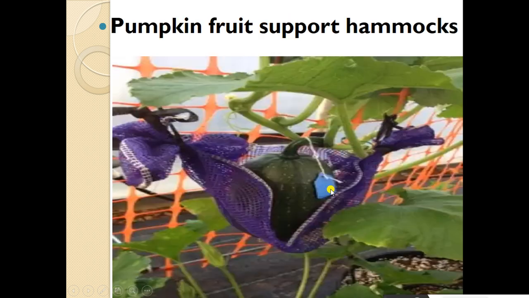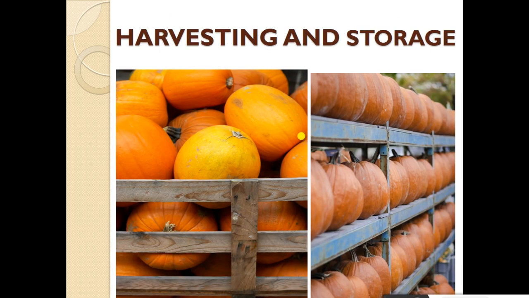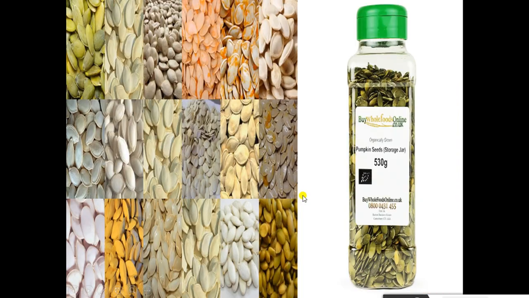Then see pumpkin fruit supported by hammock. Hammock is a new technique for improving quality of the pumpkin crop. After harvesting, the storage of the pumpkin crop. Then seed, different species of the pumpkin. See the different species, the number of species we see in a market.